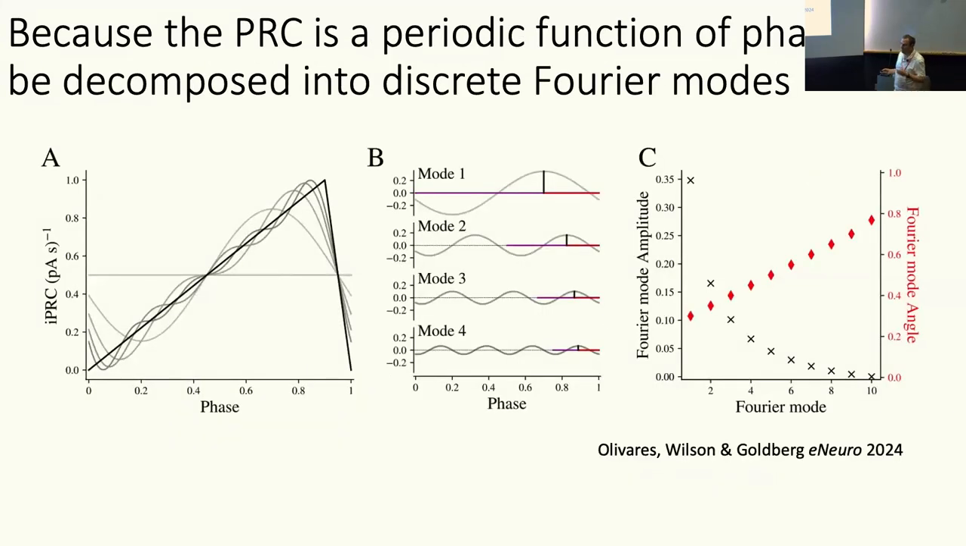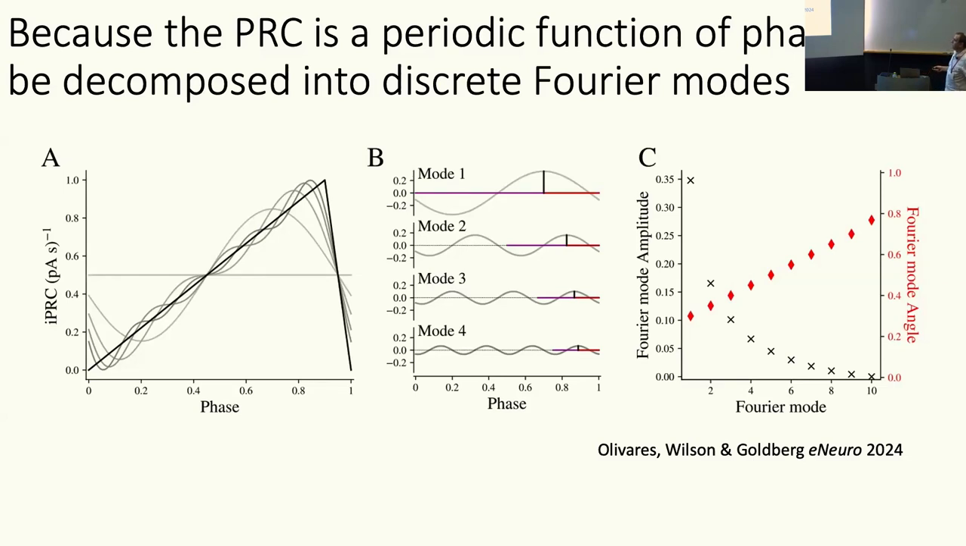Okay. Now the other thing about the phase response curve is that it's a periodic function of the period. And using Fourier theory, we can decompose the shape of the phase response curve into its Fourier modes. This might be an exercise from a first or second year calculus course where you learn about Fourier theory, and they give you a function, in this case a triangle, and you have to calculate the modes.